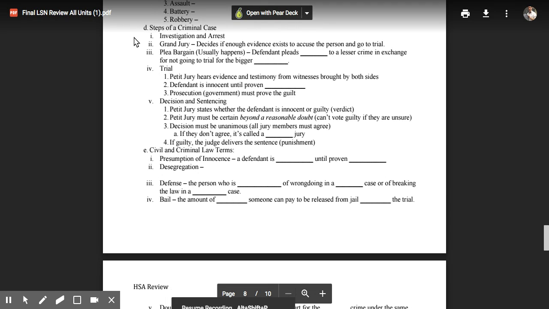Steps of a criminal case. Investigation and arrest, which is when the police find out who broke the law and arrest that person or who they think did it. Then there's the grand jury, who decide if there is enough evidence to accuse a person and go to trial. After that is a plea bargain, which usually happens. The defendant pleads guilty to a lesser crime in exchange for not going to trial for the bigger crime. The reason they do that is because it saves money and time for the government, and the defendant will spend less time in prison.